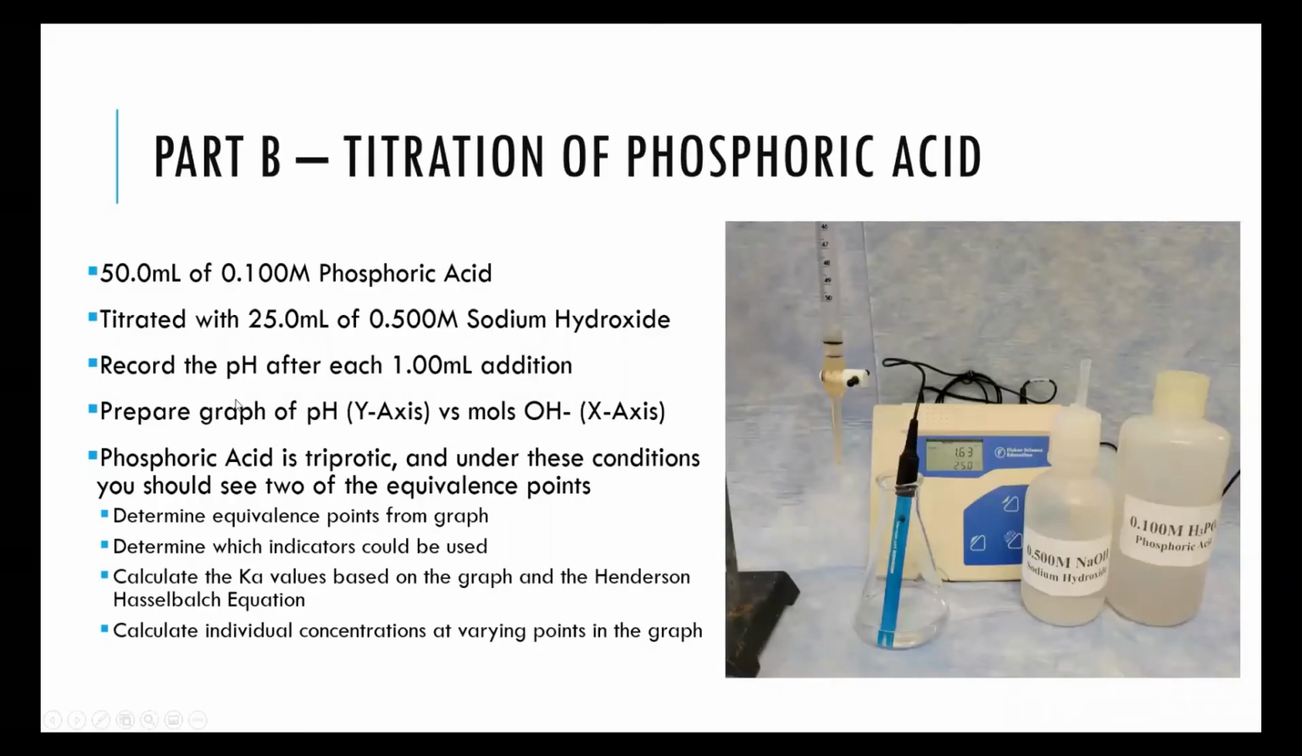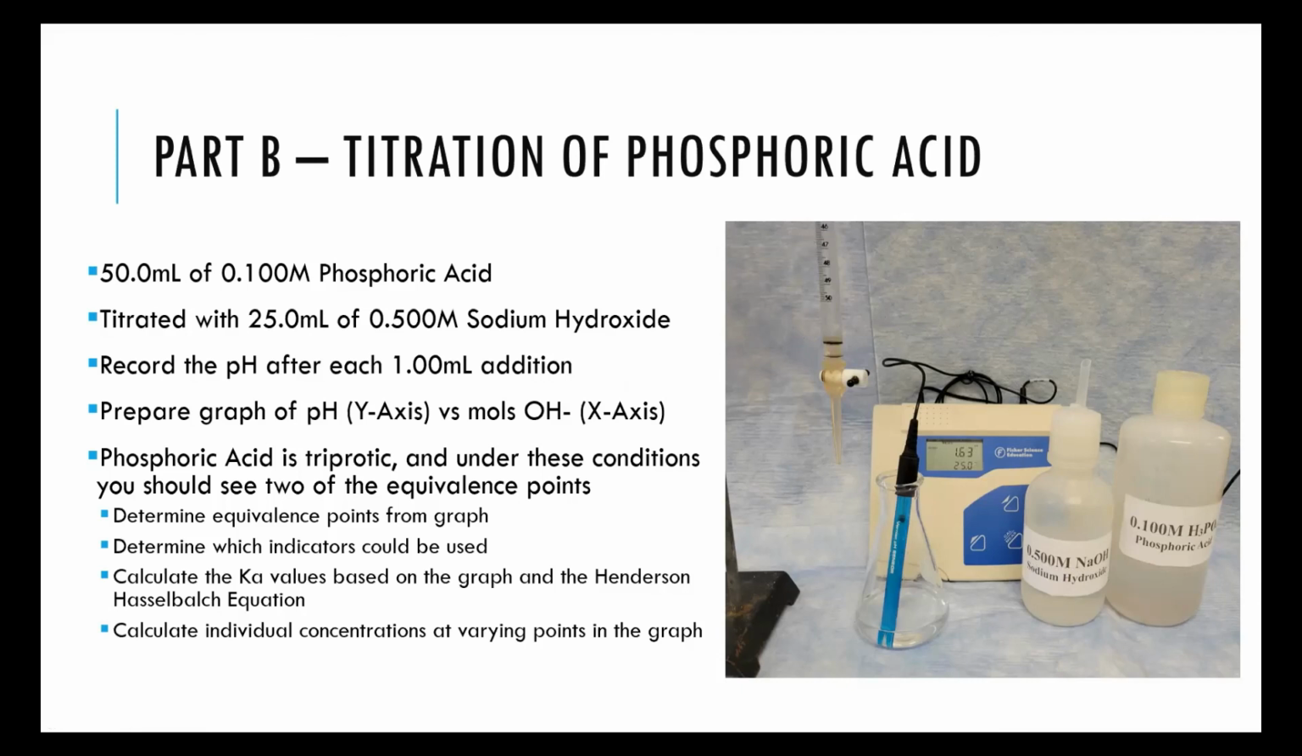So as you saw in the lab itself, you're going to be adding 50 milliliters of a 0.1 molar phosphoric acid solution to a flask and measuring its pH. You'll also be filling a burette with 0.500 molar sodium hydroxide. Be mindful of the concentrations you're using.